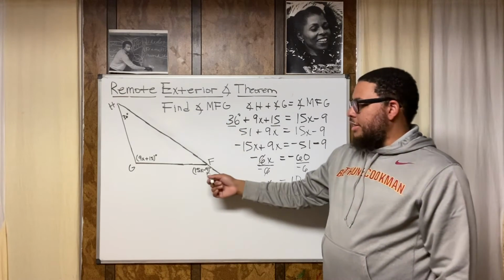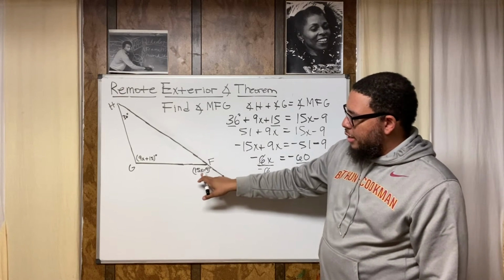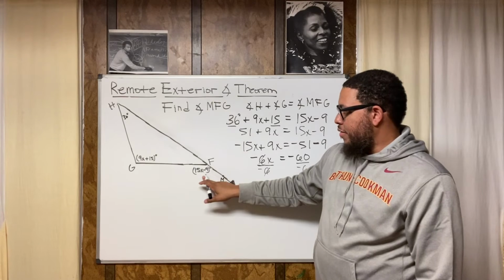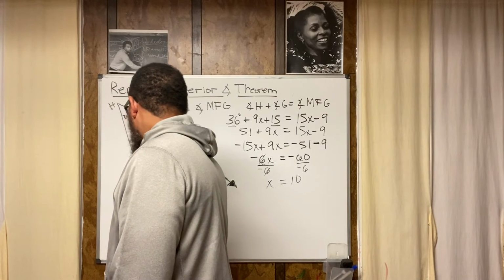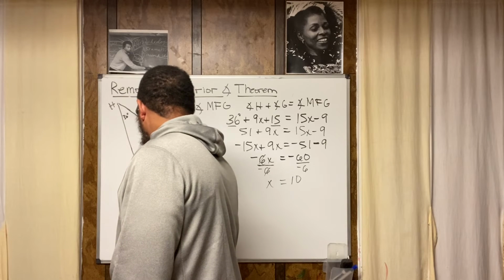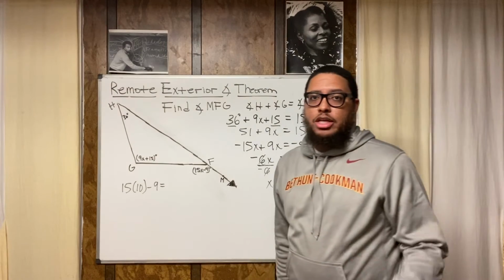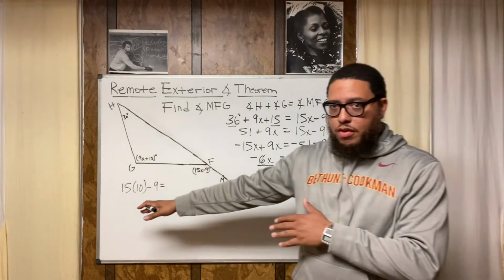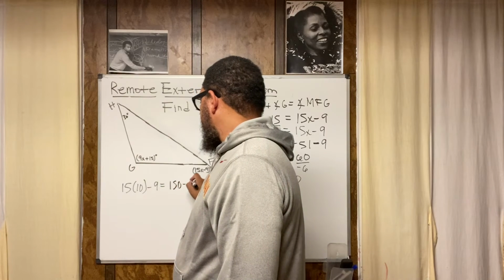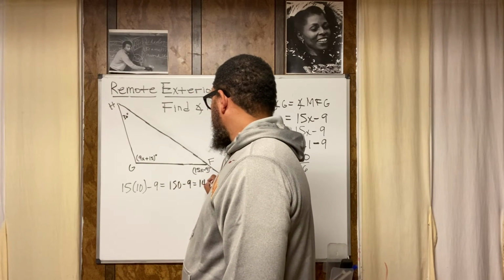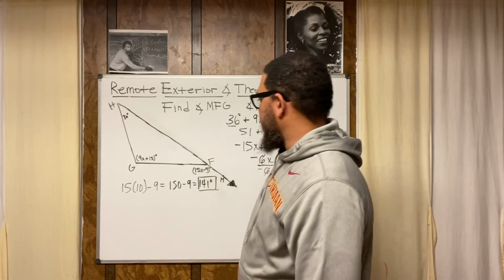The angle measurement is not 10 degrees. You got to figure it out. You got to plug 10 into this expression, right? So what we got to do is 15 times 10 minus 9. Use order of operations. 15 times 10 is 150. 150 minus 9 is equal to 141. So this is 141 degrees. Now, how can I prove that?